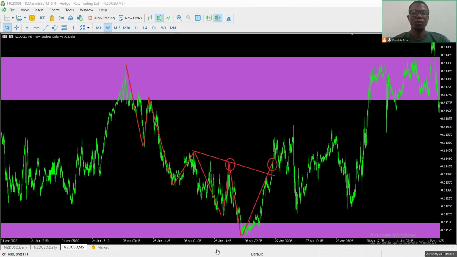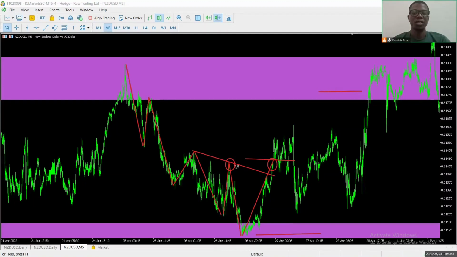So what we are going to do is buy prices at the break right here, and put our stop loss at the previous low right here, and ride prices to take profit. So this is how we do it using the Fibonacci, using the trend line with other tools.